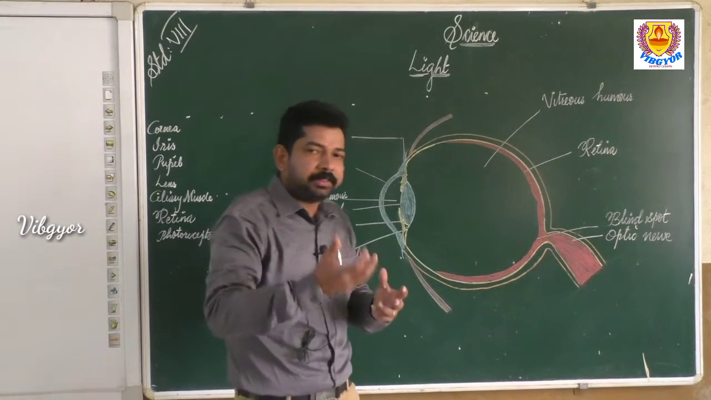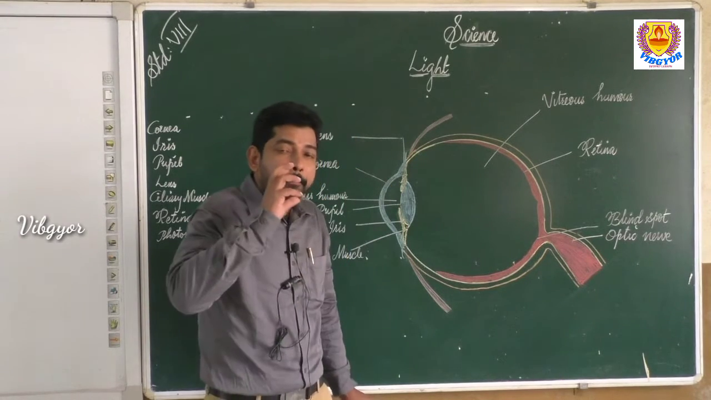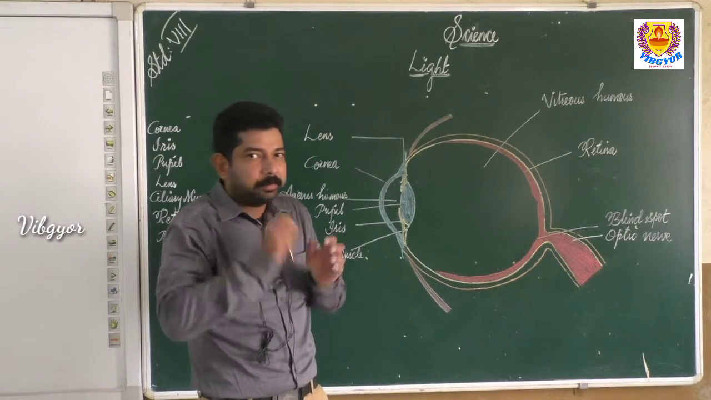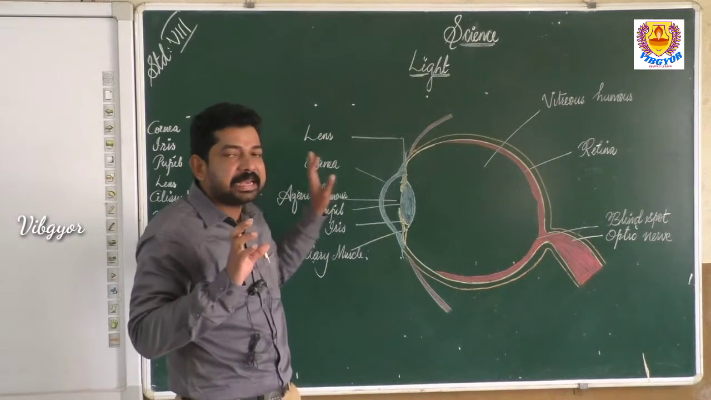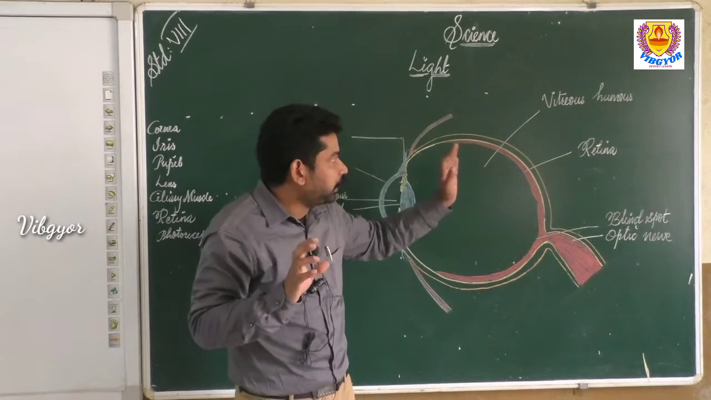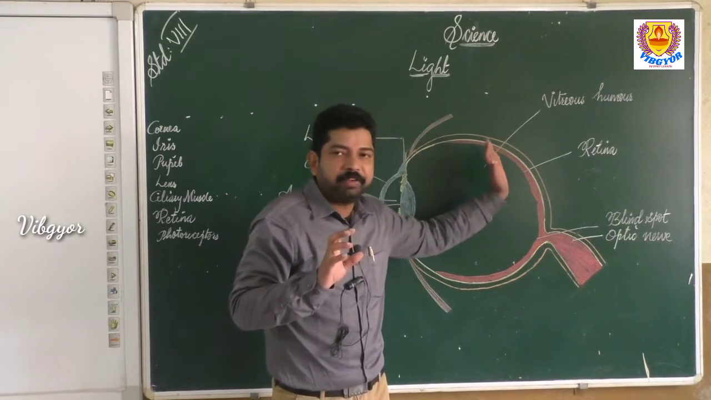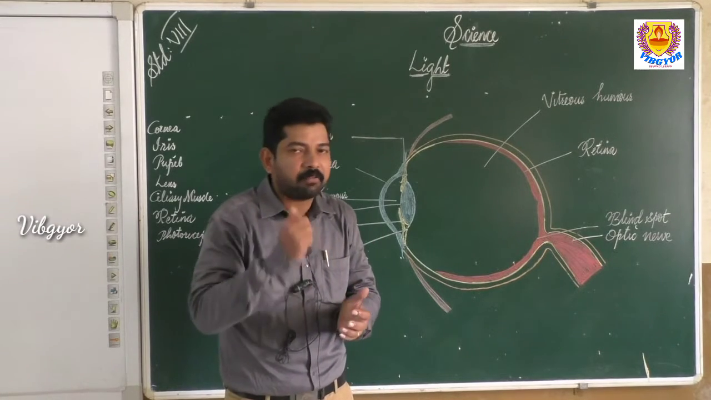So let us see their function. Aqueous humor helps in maintaining the bulging shape of the cornea. And in the same way, vitreous humor keeps the retina fixed to the inner walls of the eye.